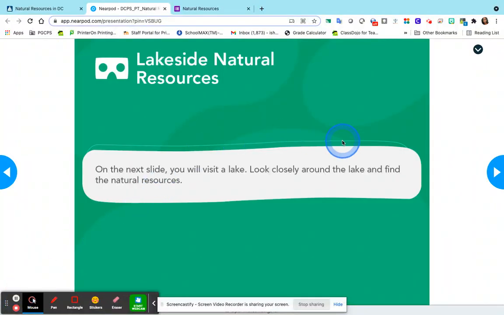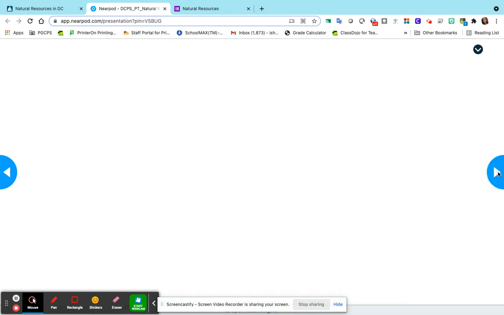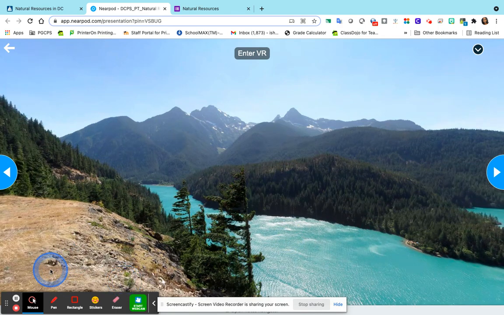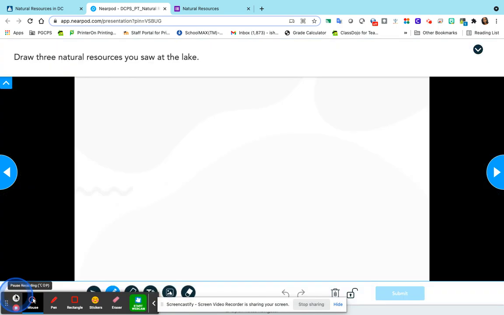Next, students will view a lake and take a virtual reality trip. Afterwards, students will have to draw 3 natural resources that they saw during their virtual reality trip.